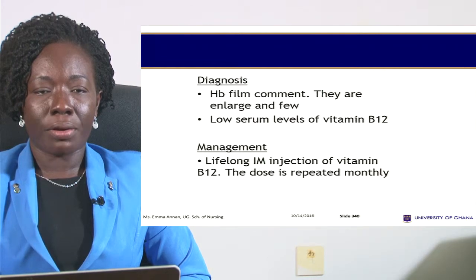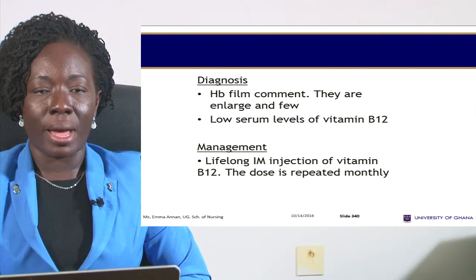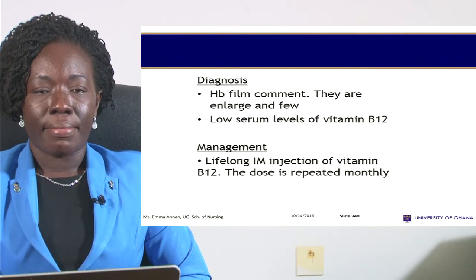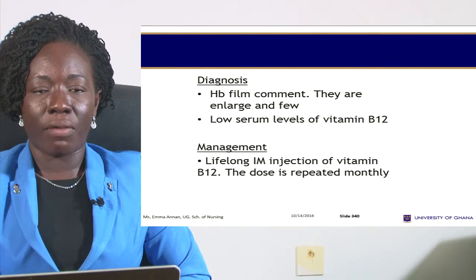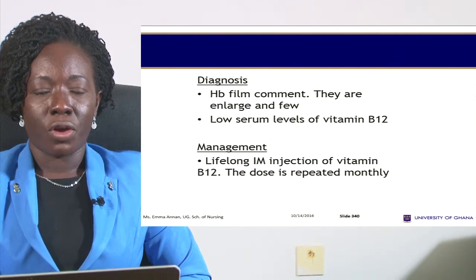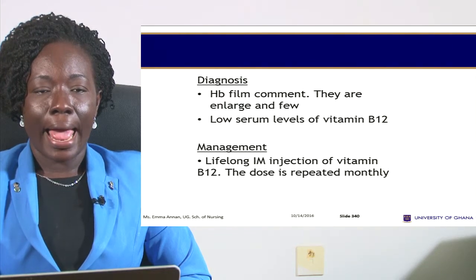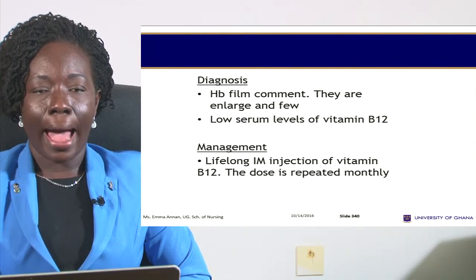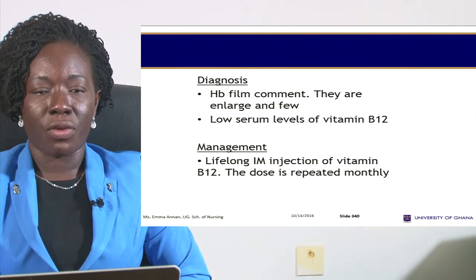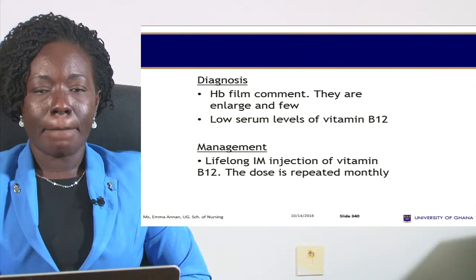Then the diagnosis, you also do blood film comments. They will show large and very few red blood cells, and low serum levels of vitamin B12. So how do you manage? You manage by giving a lifelong IM injection of vitamin B12, and the dose is repeated monthly.